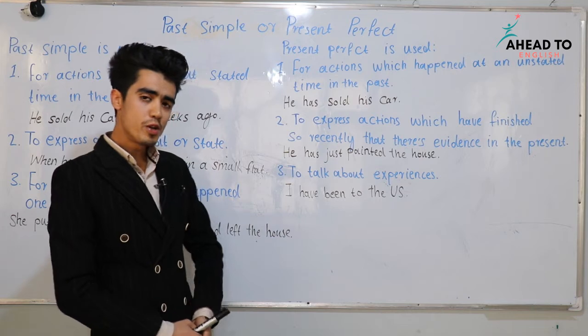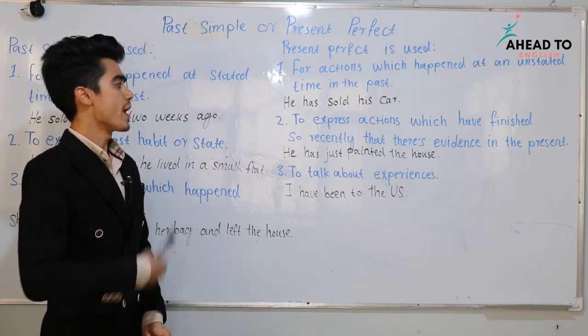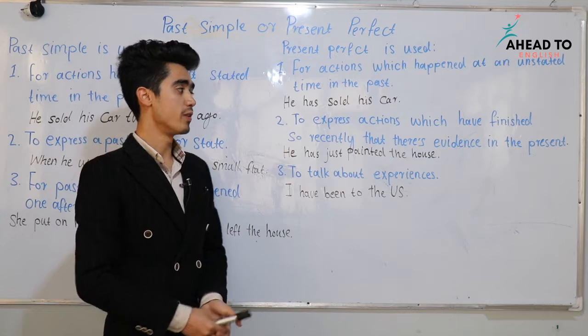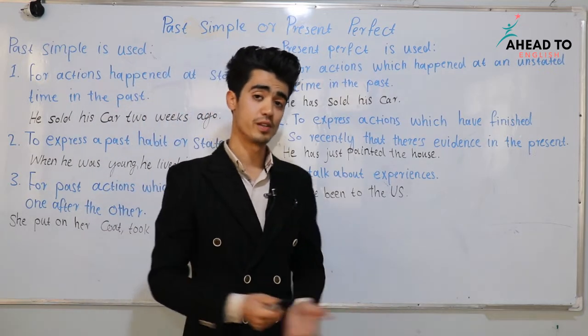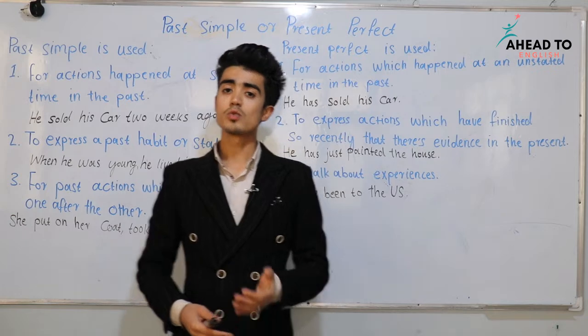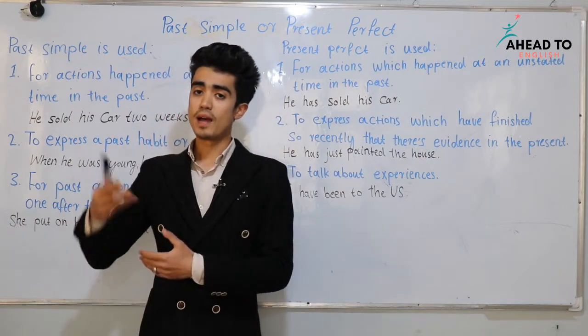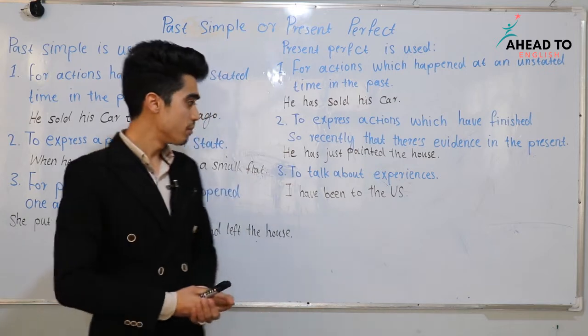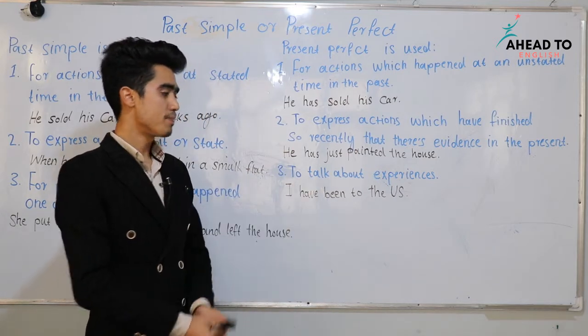But we use present perfect tense to express actions which have finished so recently that there is evidence in the present. We use present perfect tense for the actions which happened in the past, but there is a result in the present. For example, he has just painted the house.